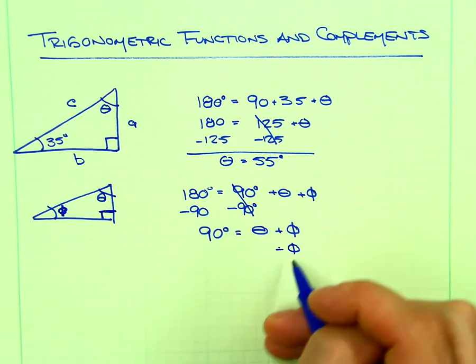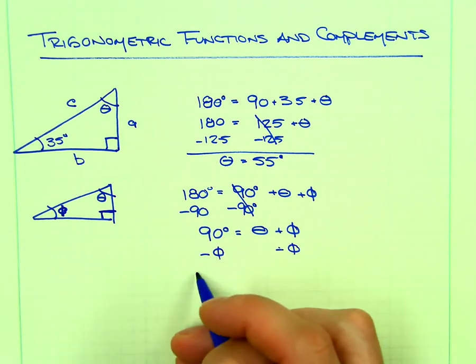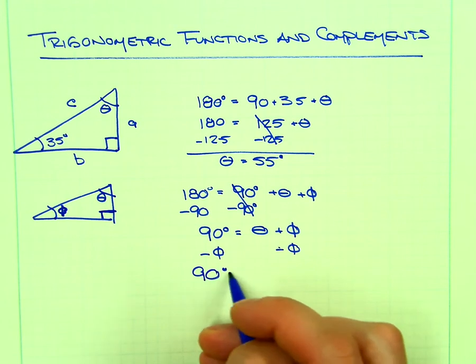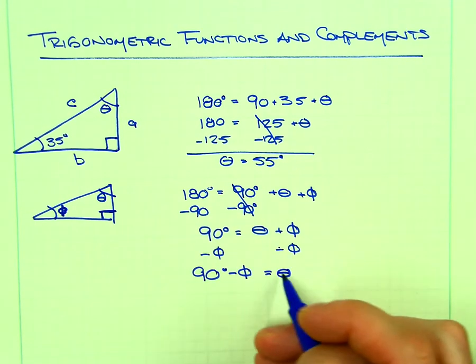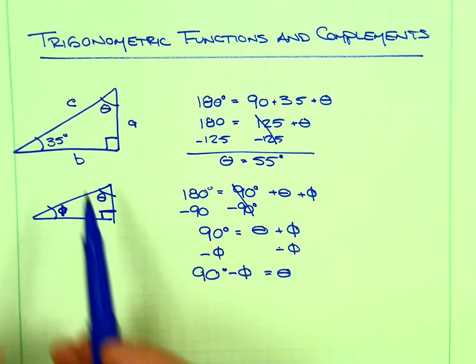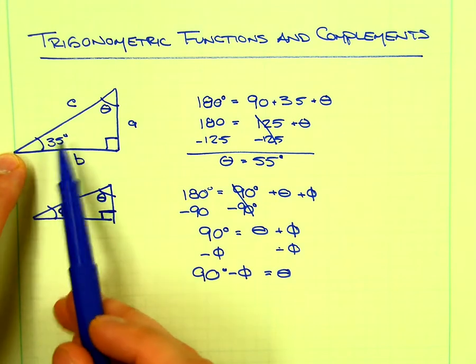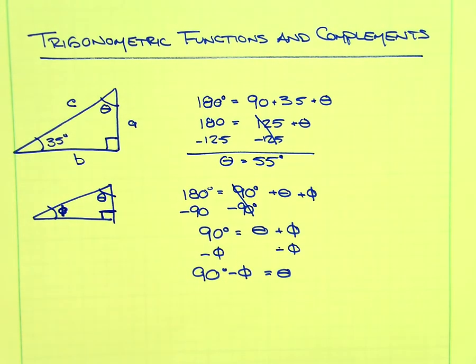And so I can basically just subtract phi from both sides because I'm given that. And so on the left side, I get 90 degrees minus phi, and on the right side, I get theta. So theta is going to be equal to 90 degrees minus phi, and that's pretty much what we had here. In this case, I knew phi is 35 degrees, so I plug in 90 minus 35, and that's going to be equal to 55 degrees.